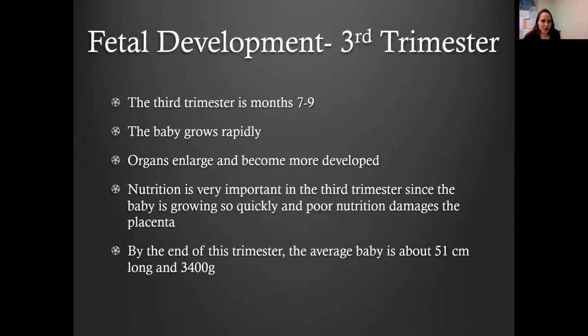Then we get into the third trimester, which is months 7, 8, and 9. At this point, the baby's growth is really, really rapid. The organs are going to enlarge and start to develop more. Nutrition is super important in this trimester because the baby's growing so quickly. And if the mother's nutrition isn't good enough, it will cause damage to the placenta, which will mean that the baby's not getting as much oxygen and nutrients as it needs. By the end of this trimester, the average baby is about 51 centimeters long, so about half of a meter thick, and about 3,400 grams.